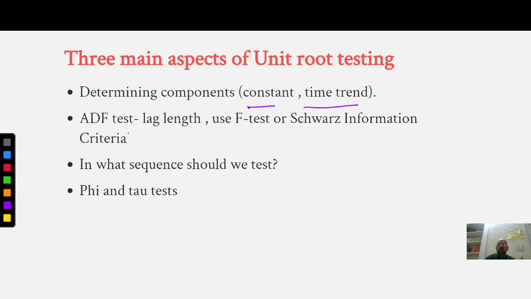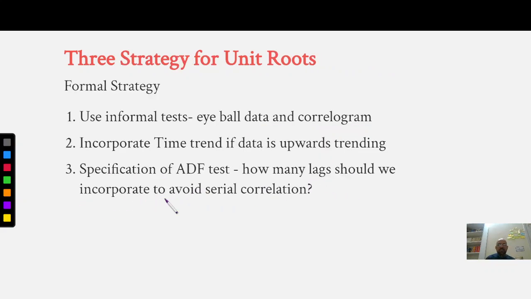So what should be the optimal lag length? You can use Schwarz criterion. I prefer Schwarz. You may use Akaike criterion. You may use Hannan-Quinn criterion, and phi and tau statistics.